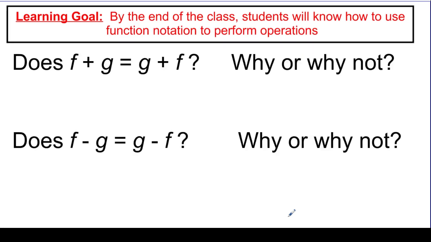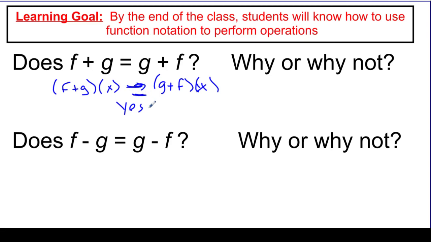But we're going to move on and look at this idea of: does the order that I write them matter? If I did f plus g of x, is that the same thing as g plus f of x? Are these things equal? The answer is yes, they are. These are equal because the order that we add things does not matter. Addition is a commutative property, which means we can switch the order.